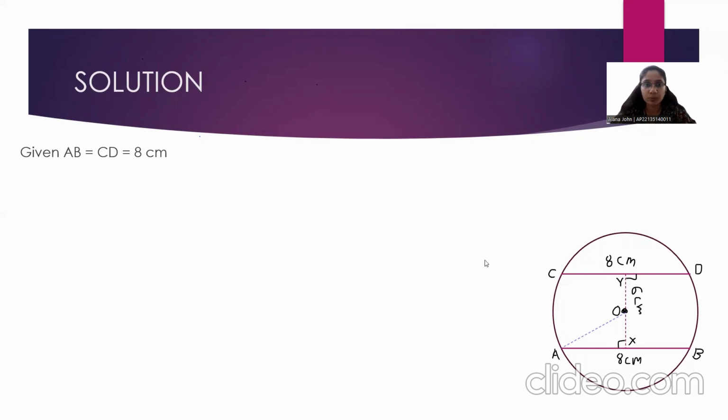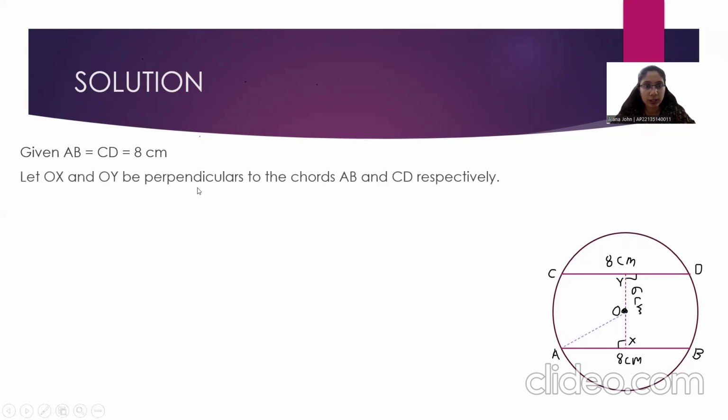That is written here. OX and OY are perpendiculars to the chords AB and CD respectively. Then, by the problem, we can say XY equal to 6 centimeter, right? It is given. Now, we know that equal chords are equidistant from the center. We have proved the theorem.